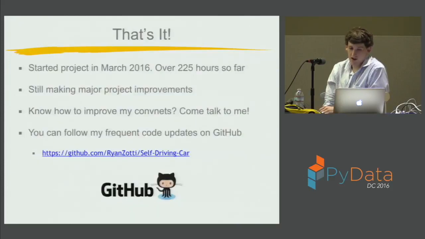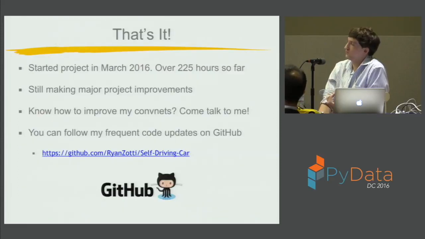And that's it. I started my project in March this year. I'm really dorky and data sciencey, and I track how much time I spend on each of my projects each day, and I know it's something like 226 hours. I've spent a lot of time. It's a big time investment. I'm still making major improvements to it, and if you play around with neural networks, in particular convolutional neural networks, and you think you know how to make mine work better, come talk to me. I'm really curious. But you can also follow my code updates on GitHub, and that's it.